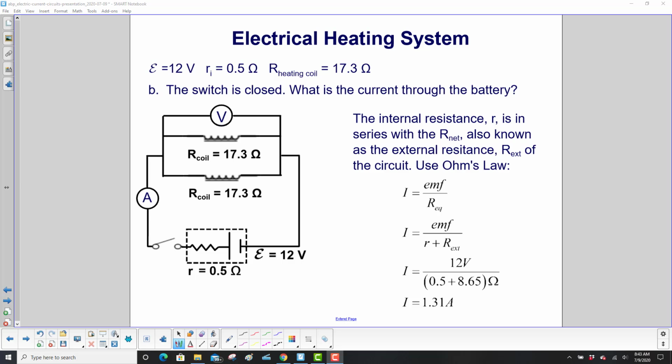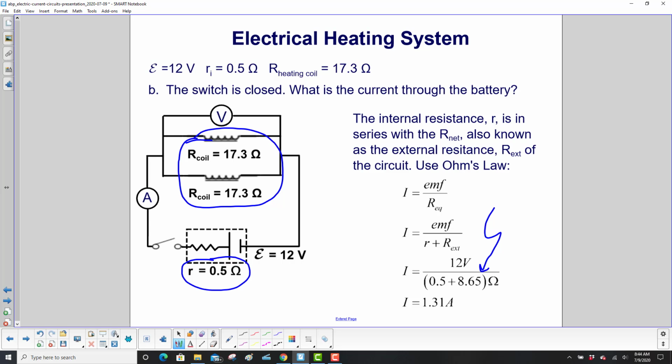The switch is closed. What is the current through the battery? We need to find the equivalent resistance of the entire circuit. So what is that going to be? Well, we have the equivalent resistance of these 2 coils here, right? They're just resistors, and that is 8.65. What other resistance do we have? We've got this internal resistance of the battery, which is a virtual resistance. It's not a real resistor, but it acts like one.